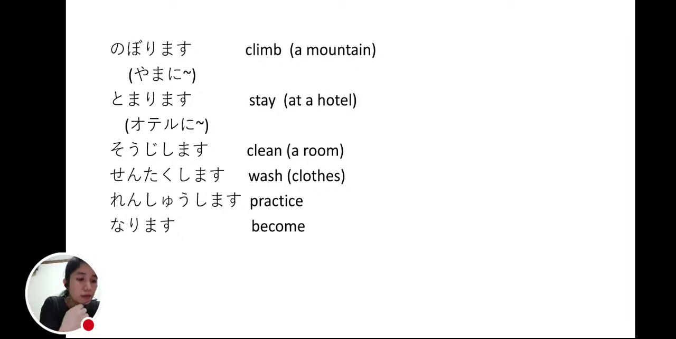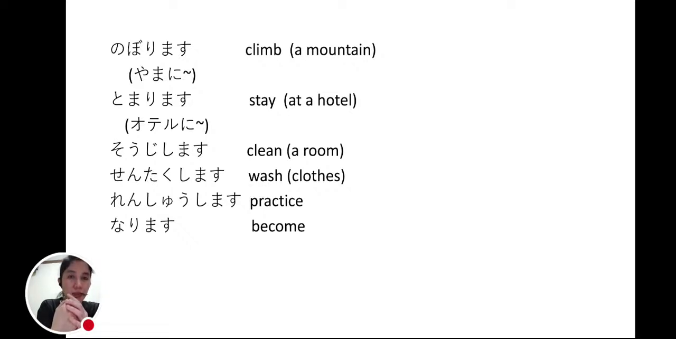Next is sentaku shimasu. Sentaku is wash clothes. So, sentaku shimasu. Tsugi, next is renshu shimasu. Practice. For example, you will be practicing kaiwa, conversation. Then you will say kaiwa o renshu shimasu.